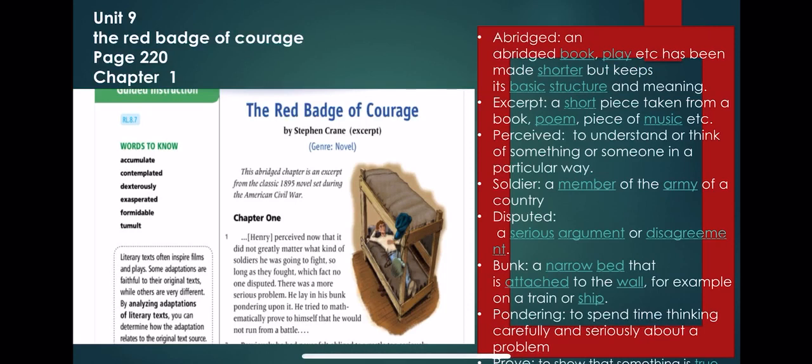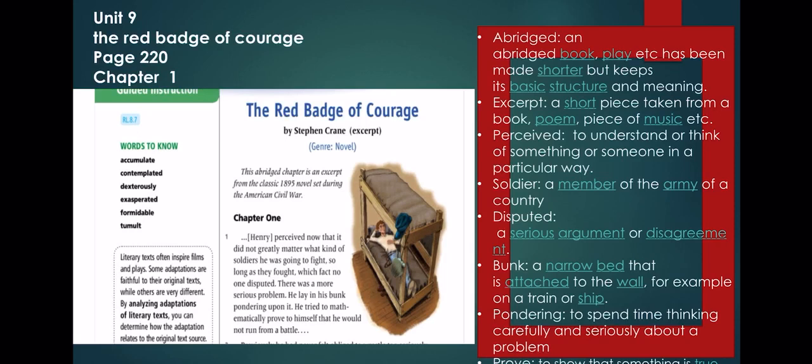Actually, this is what he means, that there's a guy who is a soldier, whose name is Henry. Henry is trying to understand or to think about something in a particular way, which is that it did not greatly matter what kind of soldiers he was going to fight. So he's not caring. It does not matter what kind of soldiers he's going to fight, so long as they fought, which fact no one disputed.